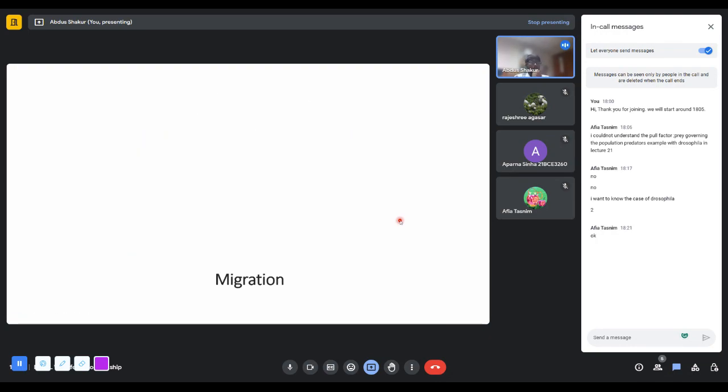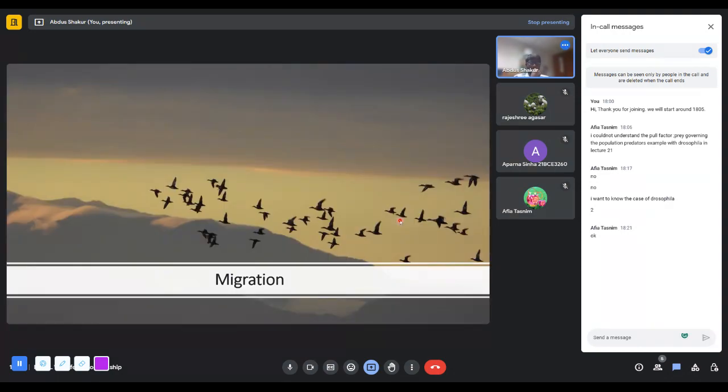Okay, going on, let's talk a little bit about migrations. Everyone would have heard about this term migration, right? It is not something new. We have all been hearing about it.